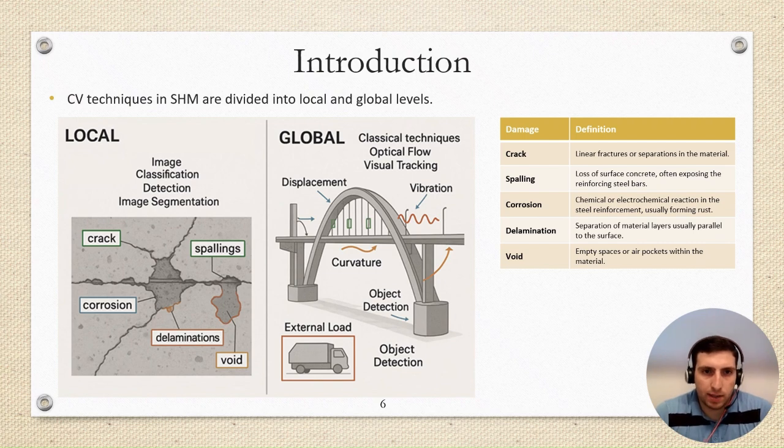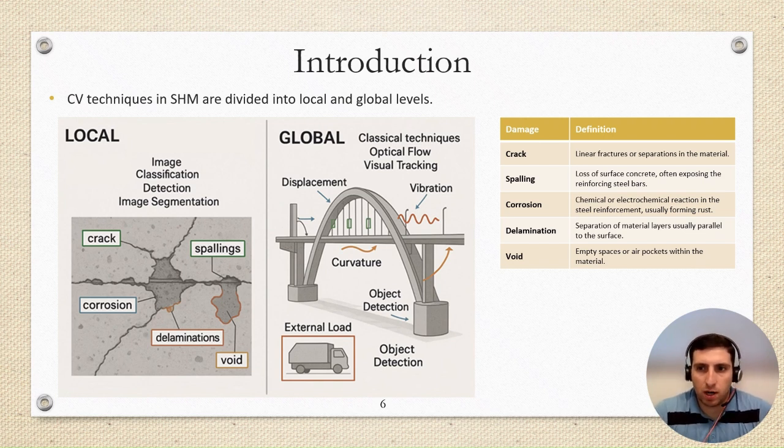On the local level, techniques such as image classification, detection, and image segmentation are used on visual images or infrared images to assess conditions such as cracks, spalling, corrosion, delamination, and void on the surface of a structure. Cracks are linear fractures or separations in the material. Spalling is loss of surface concrete, often exposing the reinforcing steel bars.